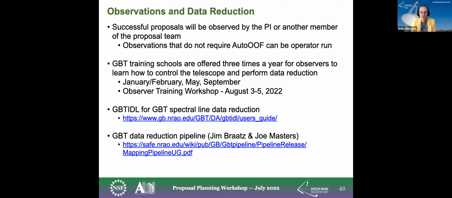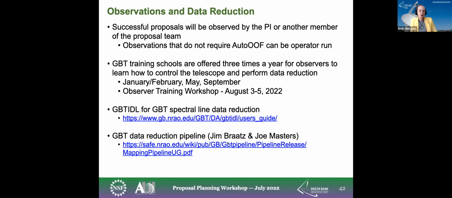There is also an option, if you're an experienced observer and you know how to do things, to create operator run projects. Anything that doesn't require auto OOF can be operator run. This is starting to be more and more common now. As I said, the training schools are often offered in January, February, May, and September. This year we had February and August, so around the start of the semester.